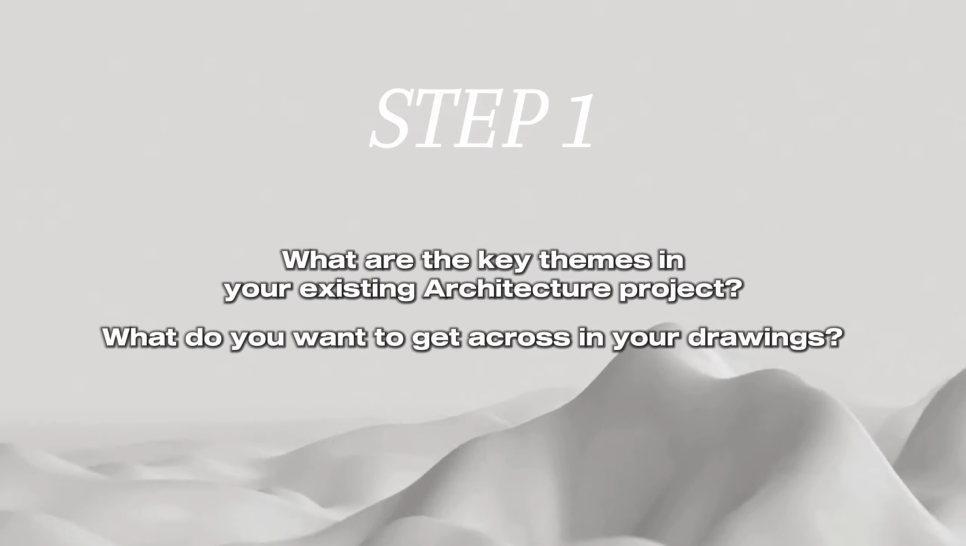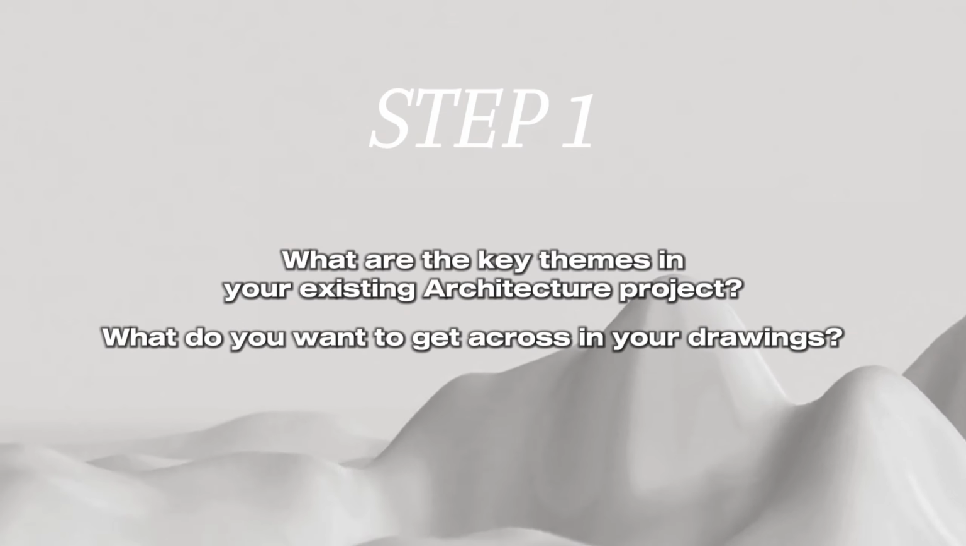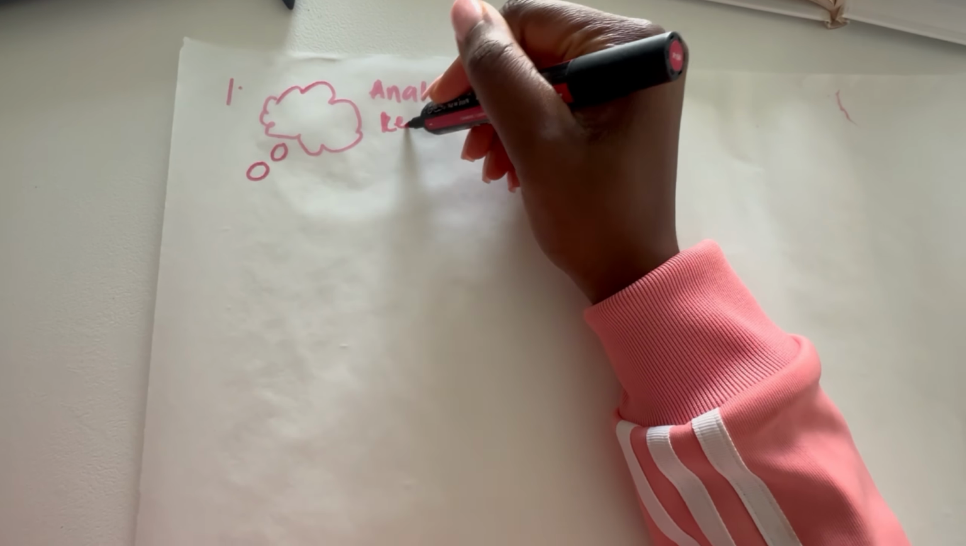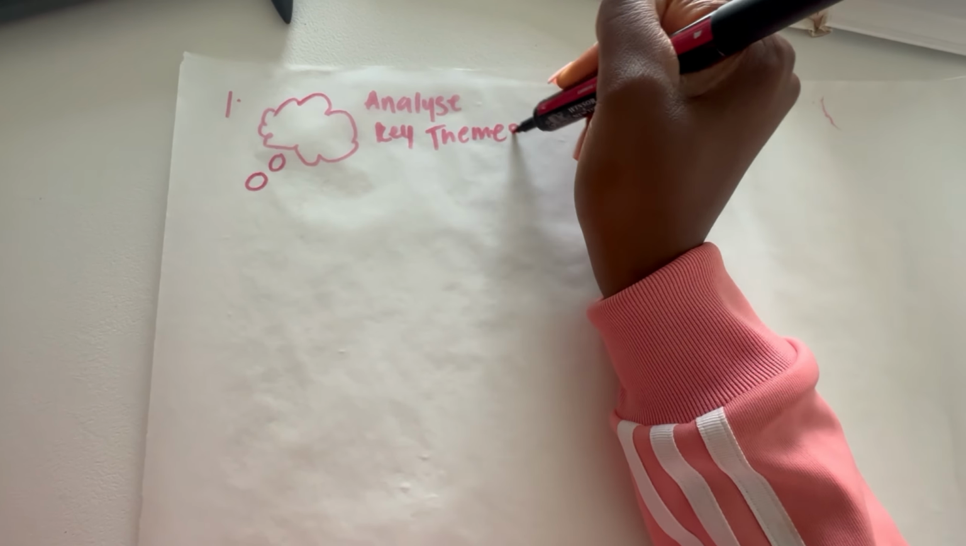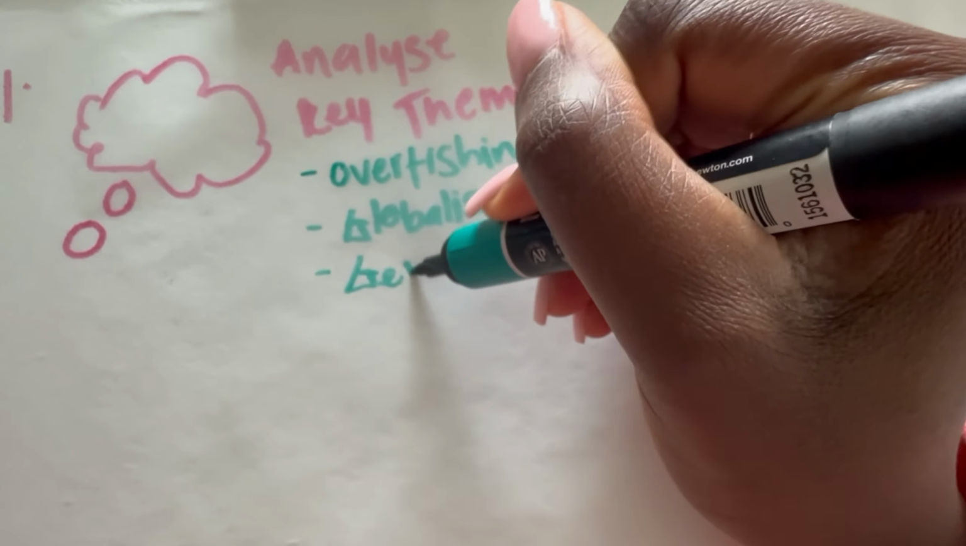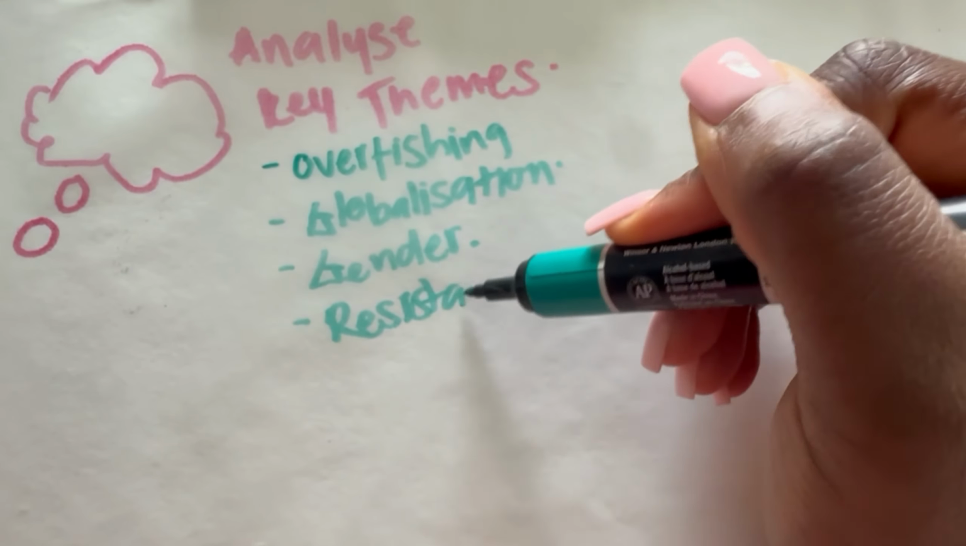What are the things that you really want to get across in all the drawings that you produce? Step 1 is to recognize the themes that you want to make sure you highlight in your manifesto drawing. For me, I had 4 main themes, which were overfishing, globalization, women, and architecture being a resistance.